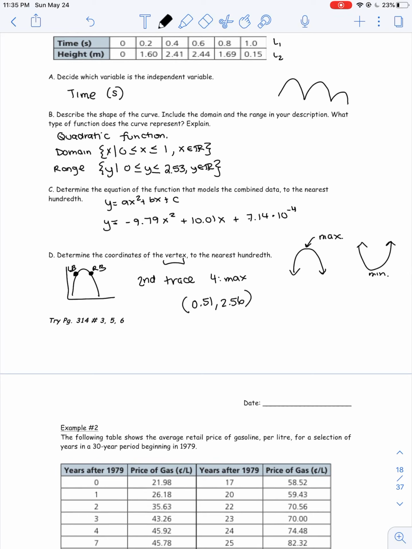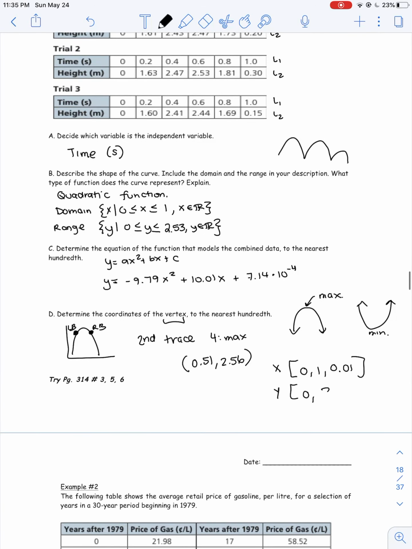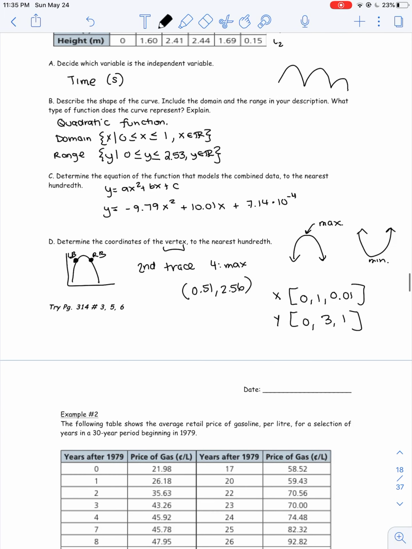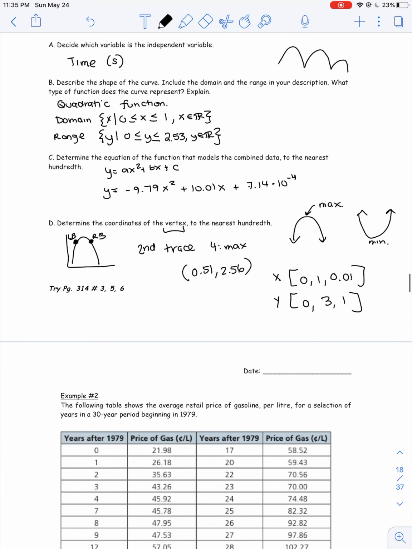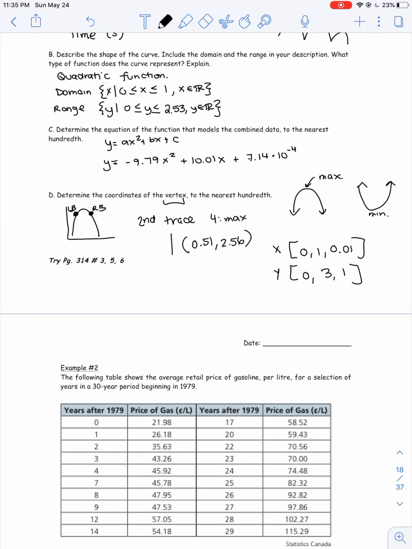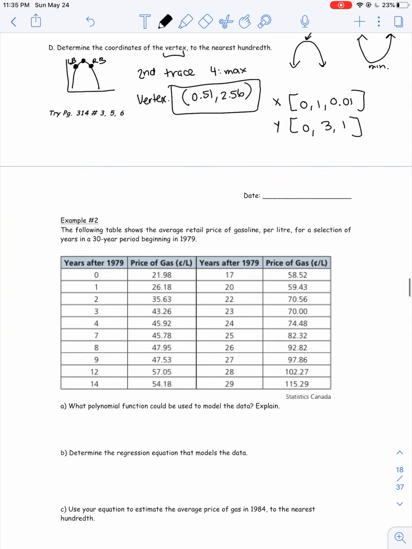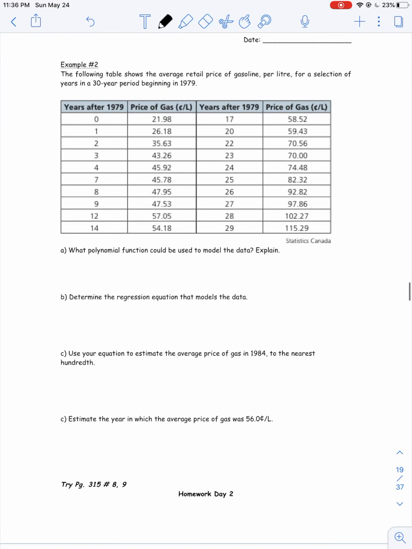Okay, so yours will show up if you use the window that I provided you. So remember, the window I used was going from 0 to 1, going up by a scale of 0.01. And then for your Y values, you're going from 0 to 3, going up by 1. So that will show you the graph, and then you just want to go second trace number 4 for maximum. Go to the left side of that maximum, the right side of the maximum, and press enter until you get this for your vertex. So these are the coordinates of your vertex. So your vertex is just that highest point.